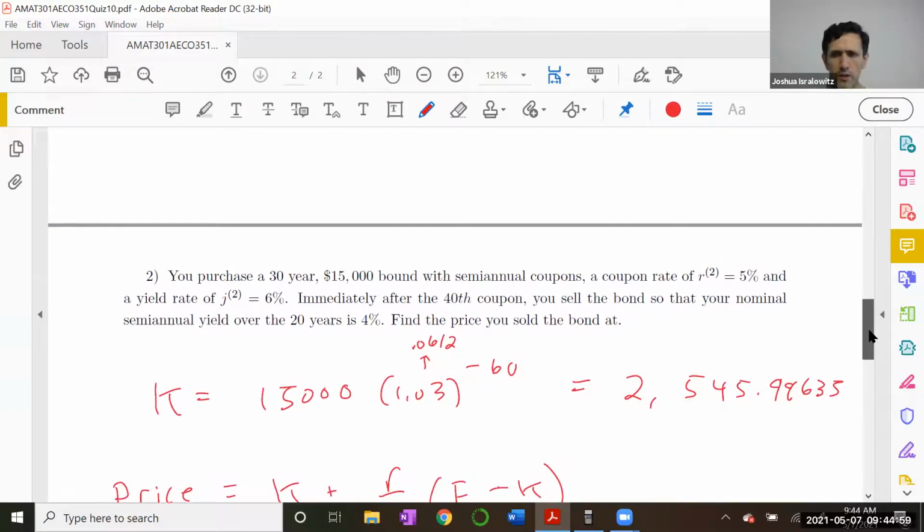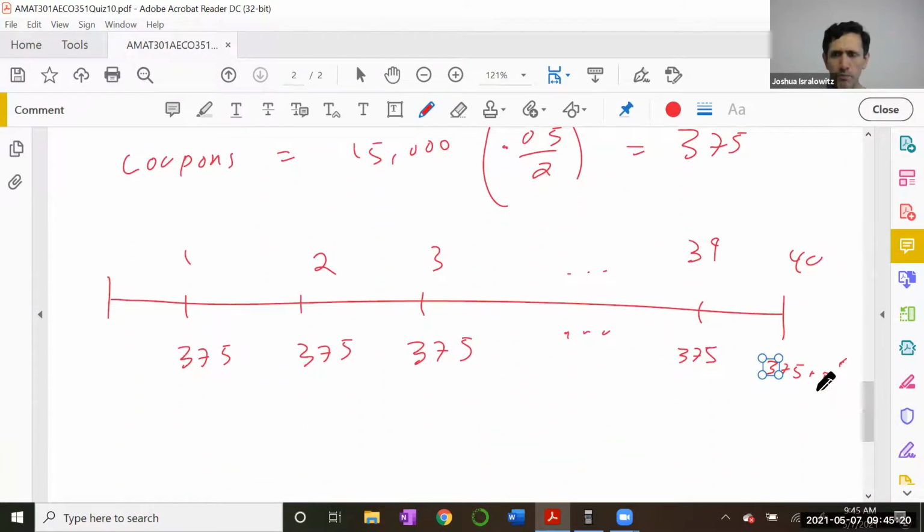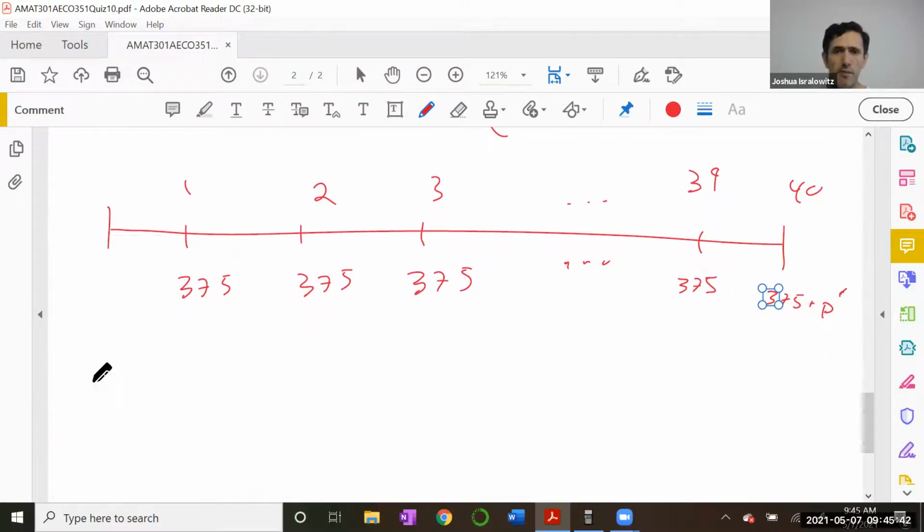Right, so what this is saying is, basically your nominal semi-annual yield is 4% over this 20-year period. So we're saying that we want this P prime so that this whole transaction, the present value of this time diagram, has an interest rate of 2%. That's what we're saying. Okay. So what's the present value of this whole time diagram?